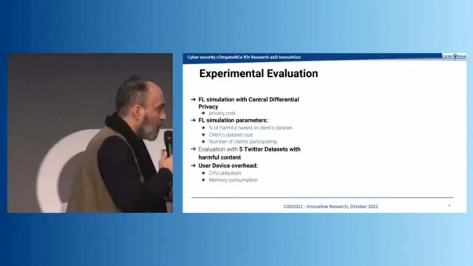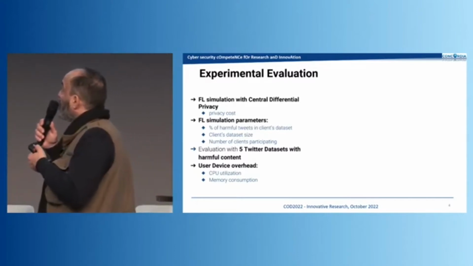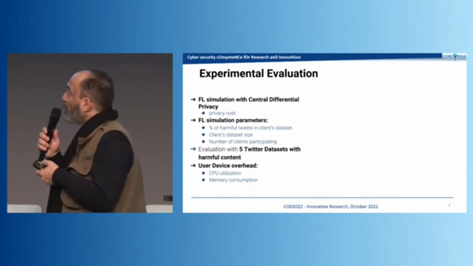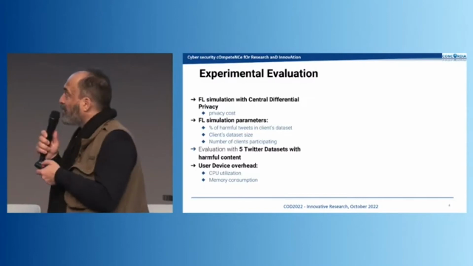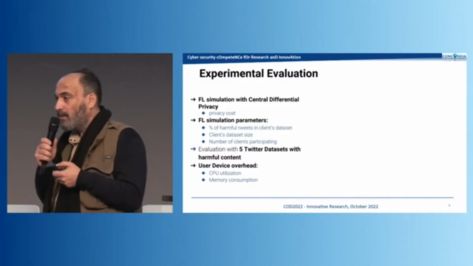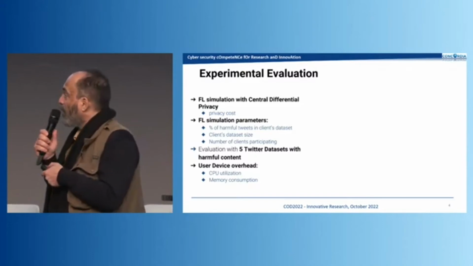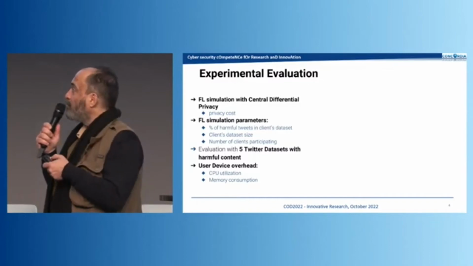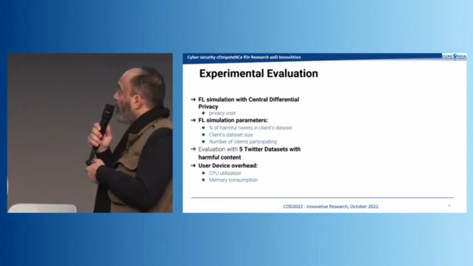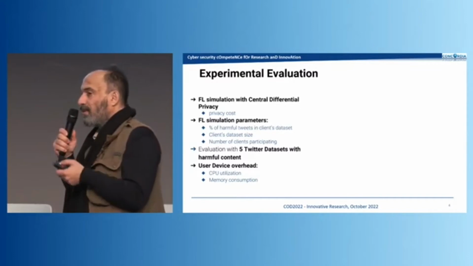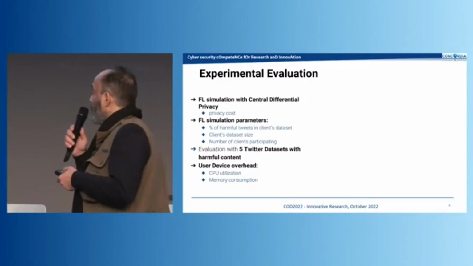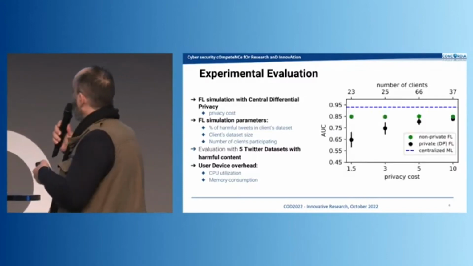Regarding the evaluation, we conducted simulations of the differential privacy model, where the main parameter is the privacy cost, epsilon. We have three control parameters: the percentage of harmful tweets in local data sets, which is actually the class ratio, because we deal with binary classification; the client size in terms of data points; and the number of clients that are available for FL training. Also, we evaluate our proposed approach on 5 Twitter datasets with different types of harmful content. And also, we quantify the overhead on user devices.